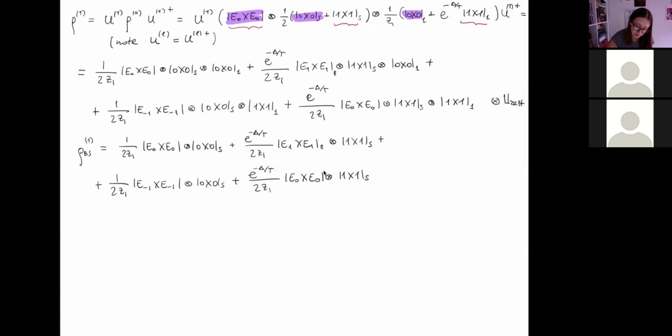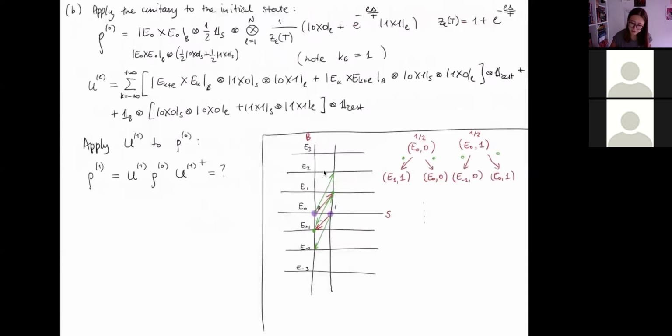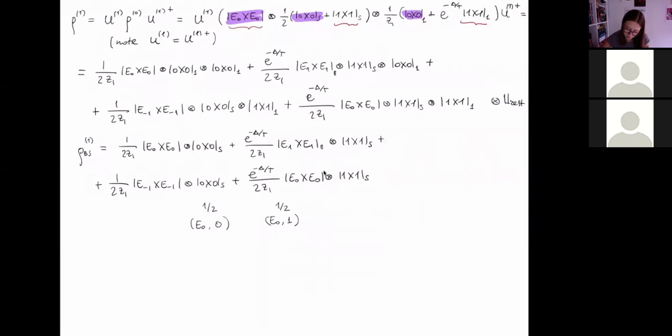Okay, and here we can group some terms, so let's look again at what we've got. We started in the states of battery and system, as I labeled them E0, 0 and E0, 1. And these are both with probability 1/2. Remember this picture with this randomish walk. I can even redraw this here. So E0, 0, 1, 1, E-1. So we started here and here with equal probability.